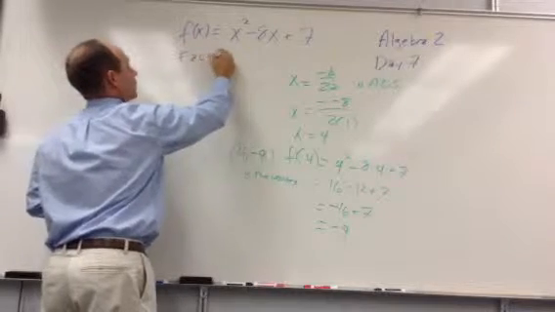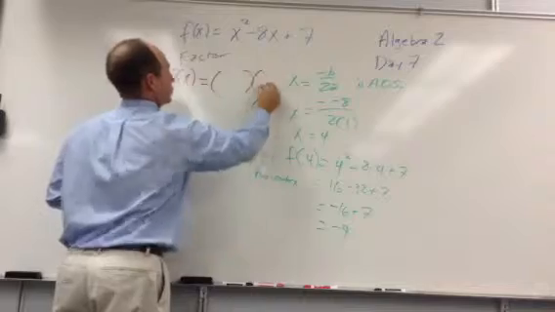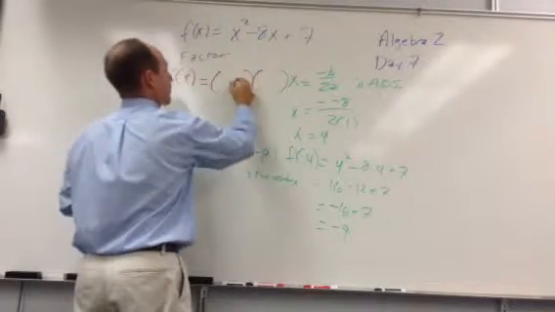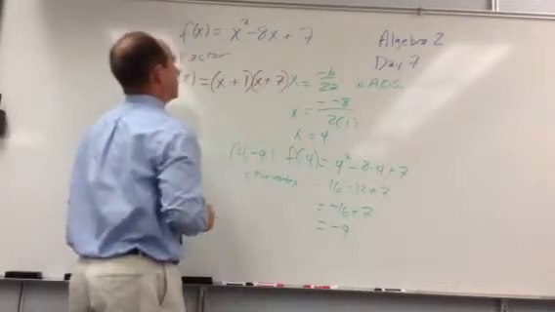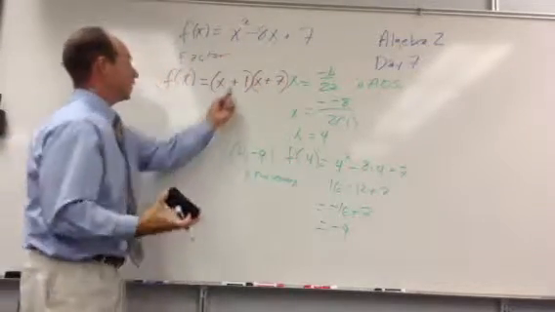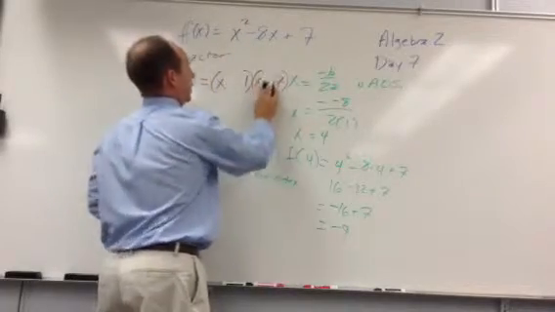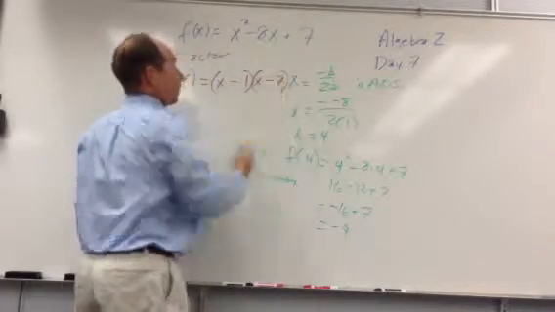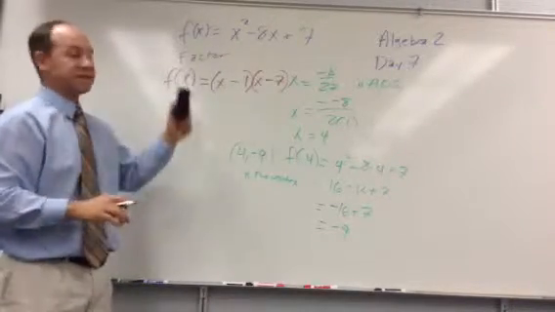And so if we factor this, f of x is plus and plus, 7 and 1 is about the only way, x and x. Oh, wait a second. A positive and a positive gives me a positive, but so does a negative and a negative. So we get negative 1 and negative 7. When I multiply, I get that. What form does that look like?